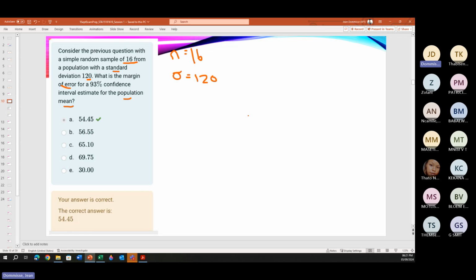Okay, that is an interesting one. So let's just quickly see. So margin of error. We don't have this component, but we don't need that. So the margin of error, remember, is the standard error.